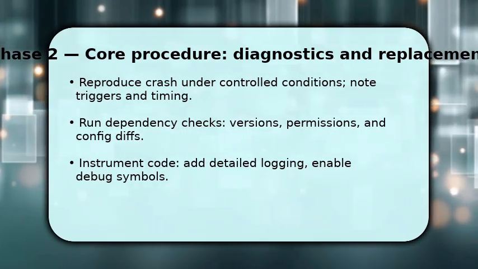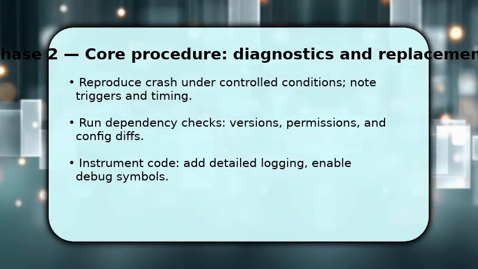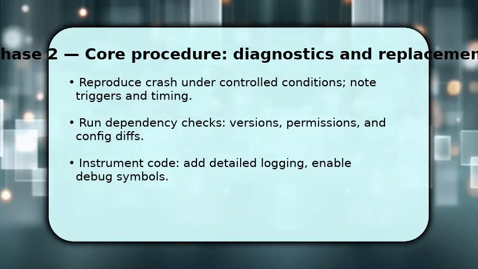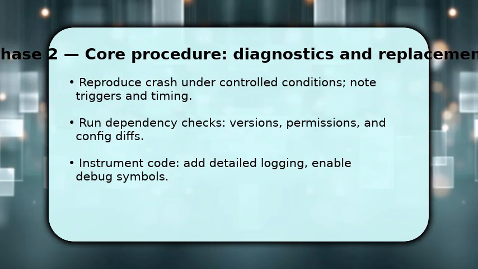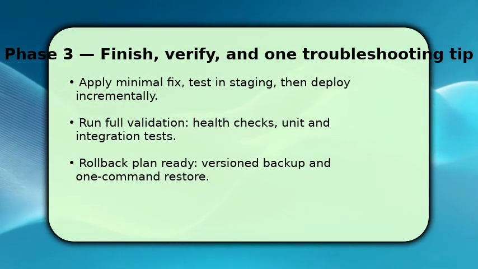Then instrument the system, add targeted logs, and enable debug symbols so stack traces are meaningful. Once you have that telemetry, you can isolate whether the failure is in binary, script, or environment, and plan targeted fixes. Finish by applying the least invasive fix and validating it thoroughly.